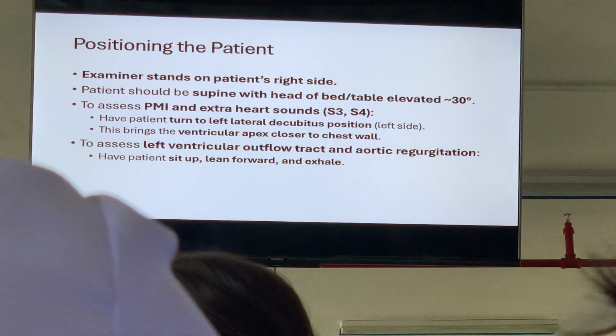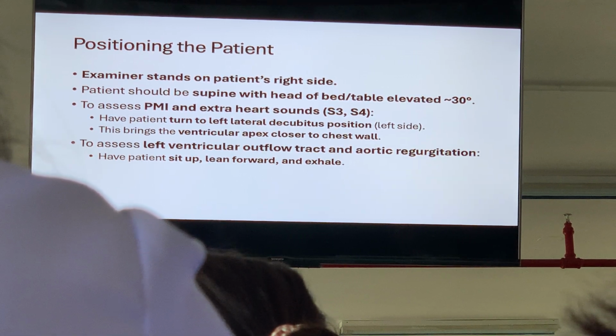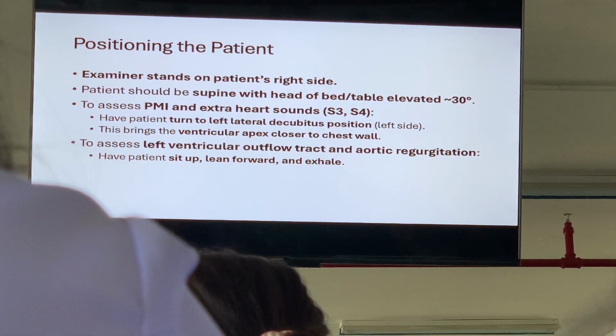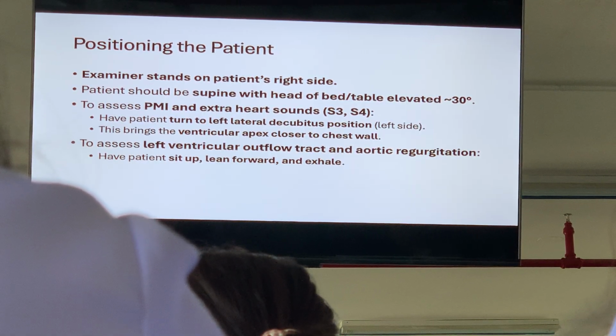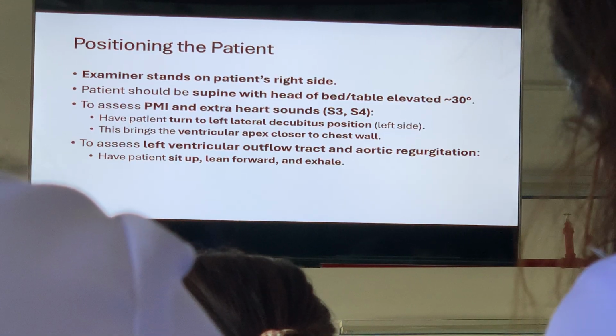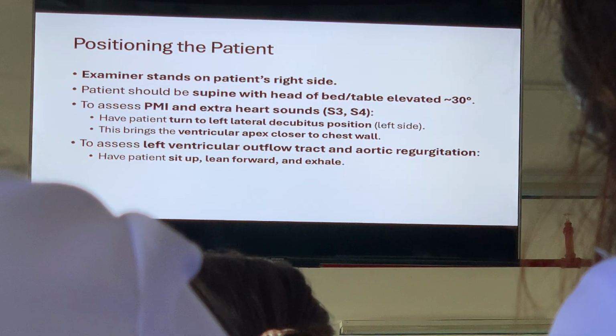Now we go to the interesting part, because the first part, the pulses, is more or less understandable. So when examining the heart, this is quite essential, especially for clerks or future doctors. You have to know the heart and you have to know what's normal, because you cannot identify what's abnormal if you don't know what's normal. So when positioning the patient, when you're assessing the cardiovascular system, the examiner should always stand on the right side of the patient.